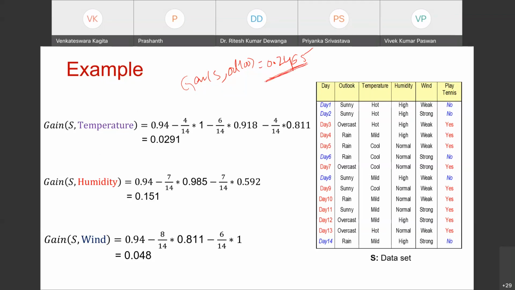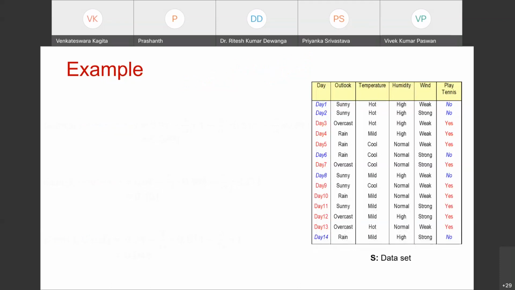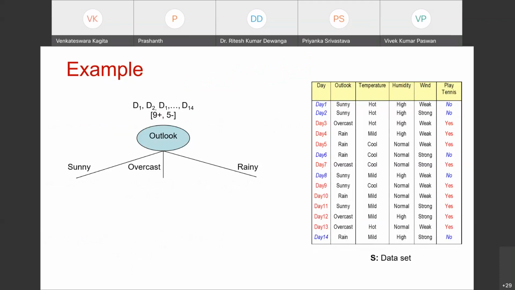We check for the outlook. So this is fixed now. Right. So the outlook is fixed. Set the root node. We have got 14 instances, 9 of them are positive and 5 of them are negative, and Outlook is the attribute that we have selected. And Outlook takes 3 values, so therefore 3 paths: sunny, overcast, and rainy.